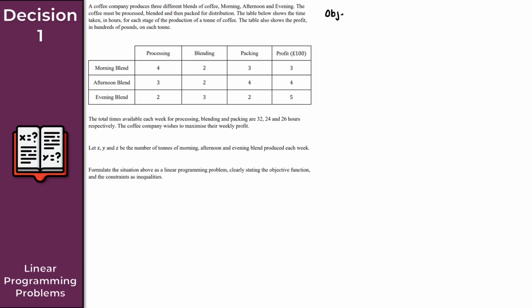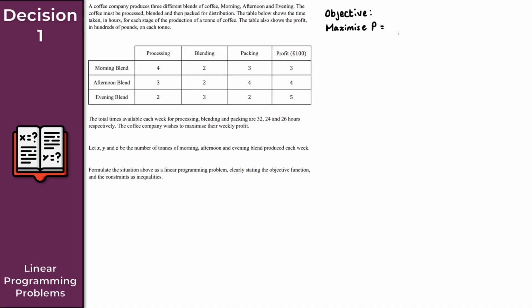So to begin with, we always start with the objective function. What we want to do here, as the question mentioned, is maximize their weekly profit. So my objective is to maximize P. And that would be equal to, based on the table, profit is this column. For morning blend, that is X, as we're told. For afternoon blend, that is Y. And for evening blend, that is Z. So to maximize P, that would be equal to 3X plus 4Y plus 5Z.